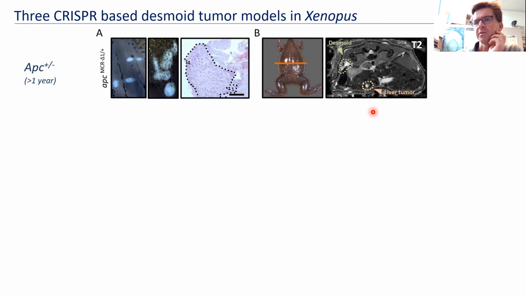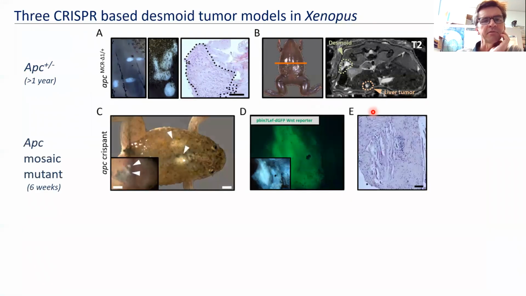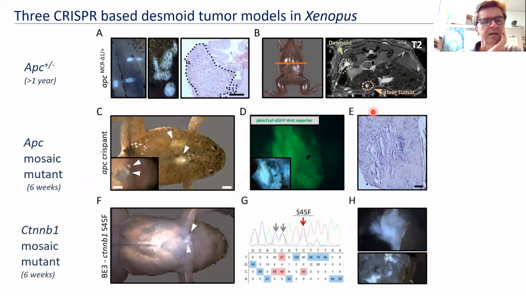So far we have three desmoid tumor models obtained in Xenopus. One is an APC heterozygote that develops tumors, including desmoid tumors, after more than a year. It's a slow model, because you need to get a second hit. However, we also have a fast model of 6 weeks, where we have introduced mosaic mutations by injecting CRISPR reagents directly in the early embryo, and I'll come back to that later. And then finally, we also introduced CRISPR base editors to obtain activating mutations in the beta-catenin gene. This also is a fast model that induces desmoid tumors.